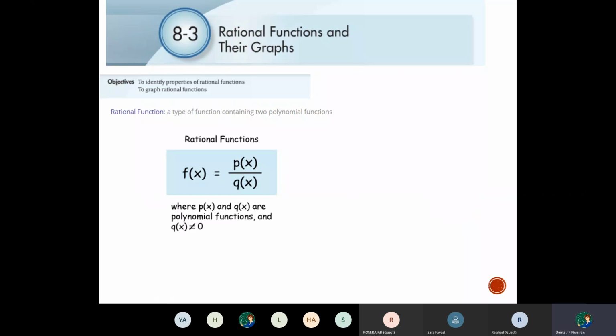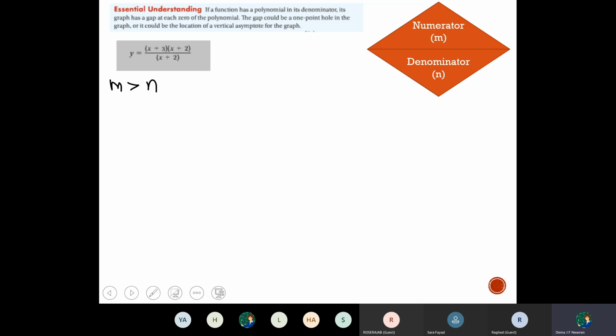the points of discontinuity, the x-intercept and the y-intercept. Today, we will talk about how we can graph the functions. How can I graph the functions? By finding the vertical asymptotes, the horizontal asymptotes, and the x and y intercepts. The question is, how can we find the vertical and the horizontal asymptotes?